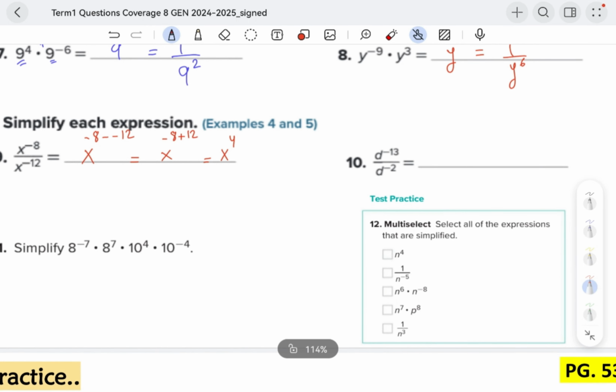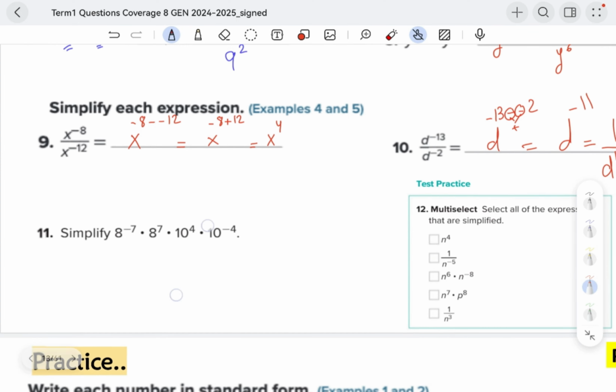Question number 10, the same. We're going to subtract the exponents. It will be d raised to the power negative 13 minus 2. Minus, this is positive. So it will be negative 13 plus 2. This is equal to negative 11. d raised to the power of negative 11. And to get rid of the negative, you can write it as 1 over d raised to the 11th power.